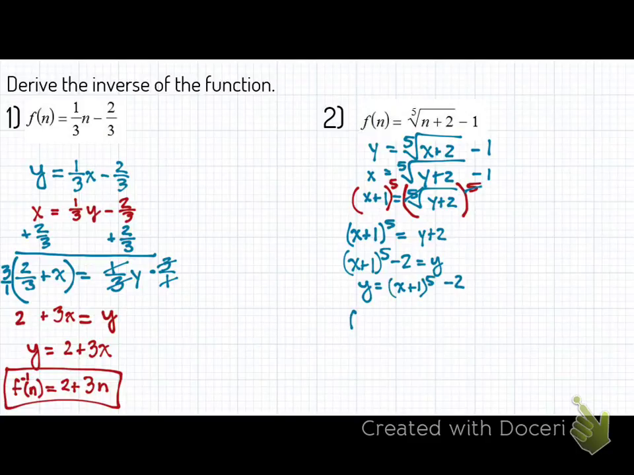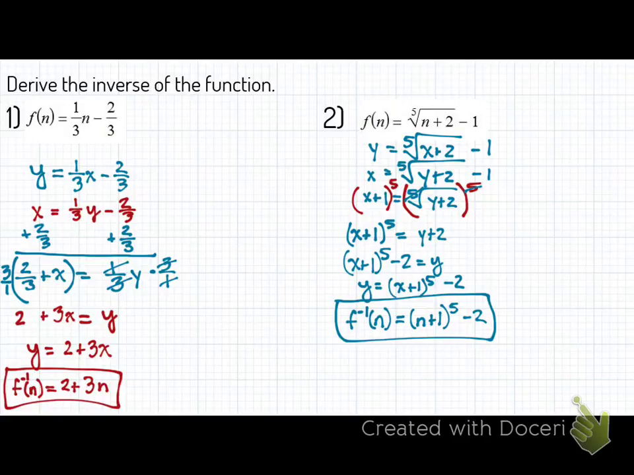So, but that's not what I originally started with. The y is actually our inverse function, right? So now I'm going to start with what I had, f of n, as my original function. Now we're talking about the inverse of f of n, which will be f to the negative 1 of n, is equal to, and x wasn't the original variable. We're going to change x to n, so it's going to be n plus 1 to the 5th, all minus 2, and then that's it.